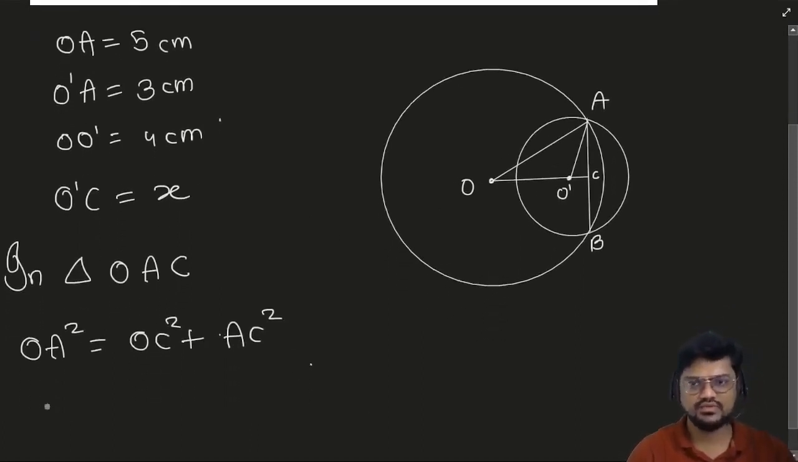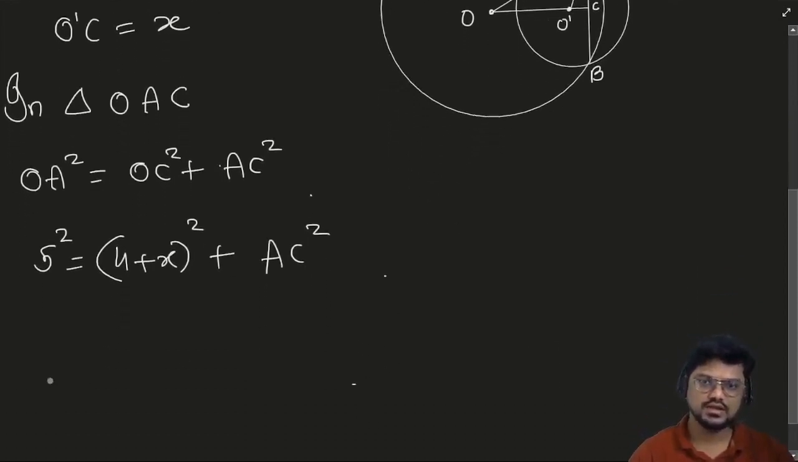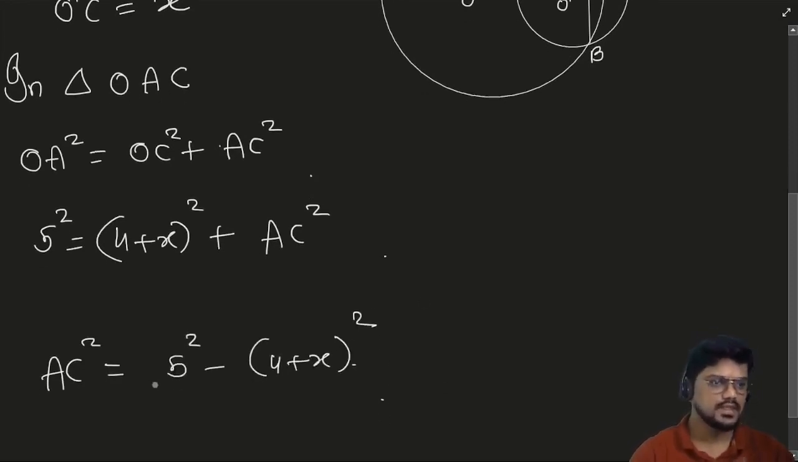OA is how much? 5 square. OC will be OO dash plus O dash C, and O dash C is X, and OO dash is 4. So that is 4 plus X whole square plus AC, which I don't know. Okay, so I can write AC square equals 5 square minus 4 plus X whole square. Fine, I can write this.